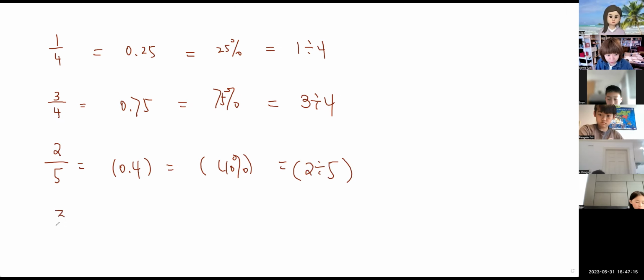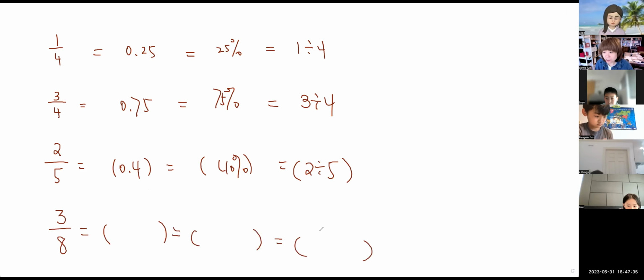Okay, Potato King, 3/8. Can you tell me 3/8 equals what? You can do it. Just gonna calculate. Who knows? I want you to memorize these, okay? So Penguin Fish, do you know that?